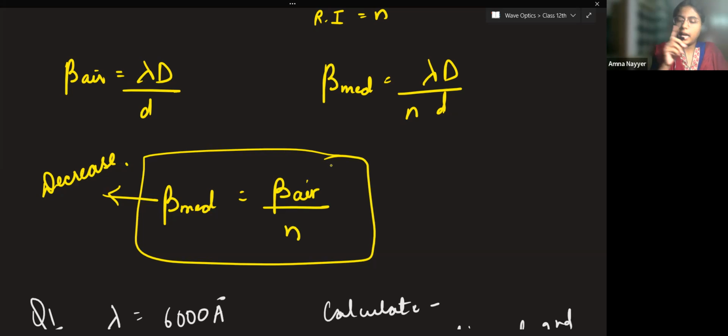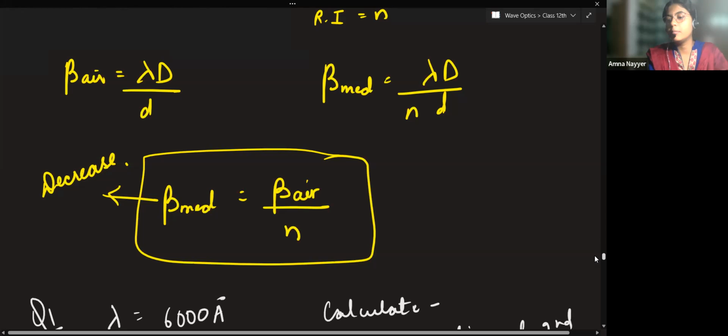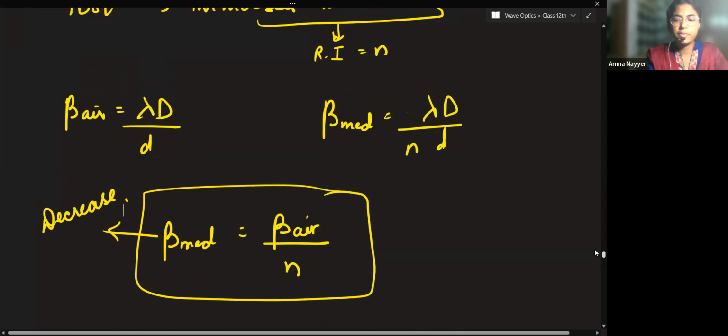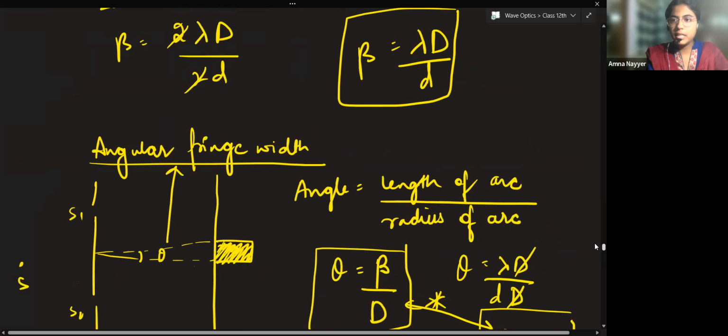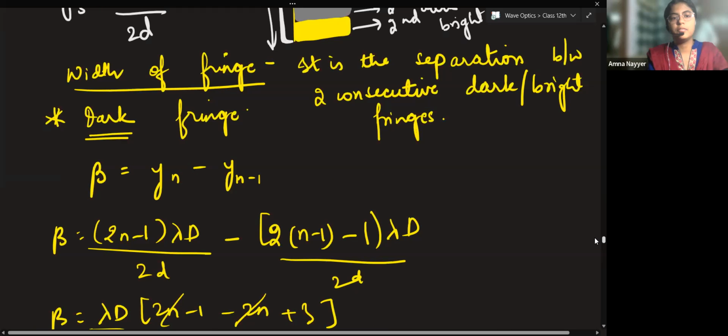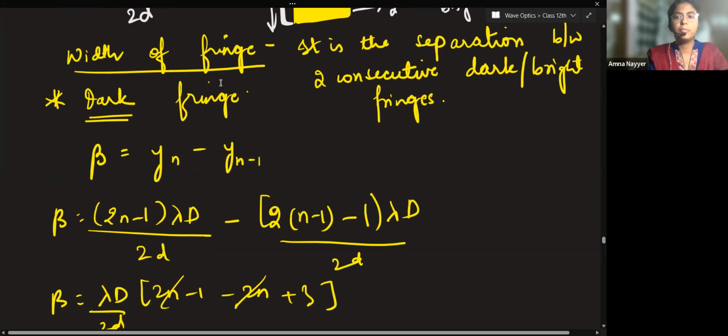That is, either you can write it as beta by capital D or lambda by small d. Lambda by small d is also used a lot. And third thing we discussed, that if the entire apparatus is kept in some other medium, it is decreased and it gets divided by the refractive index. One numerical we'll do, but before the numerical, let's just copy all these points. Then we'll do a formula-based question on this.